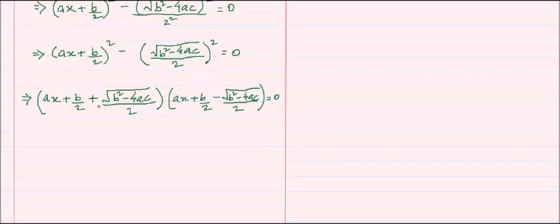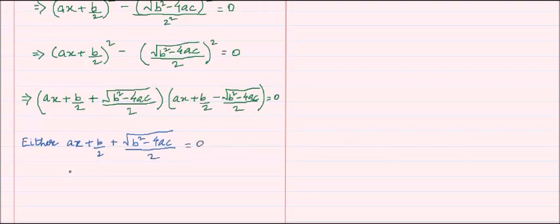Now, since these two bracketed portions when multiplied together give us a zero product, we can say either this part is equal to 0 or the second part is equal to 0. So either ax plus b by 2 plus under root b square minus 4ac by 2 is equal to 0.